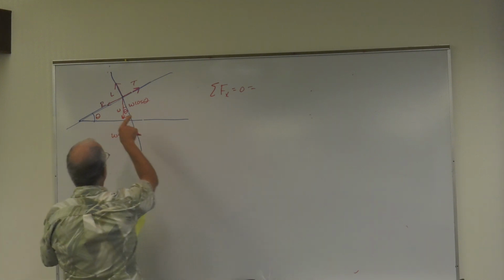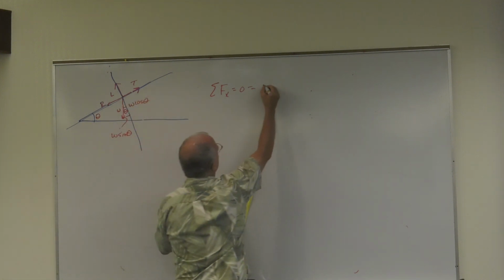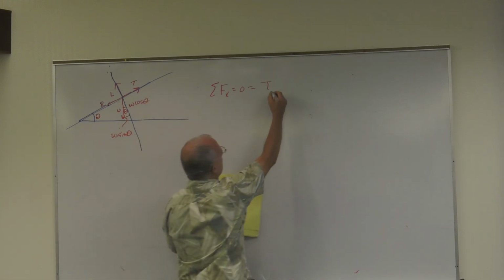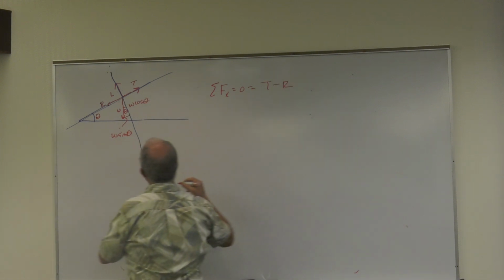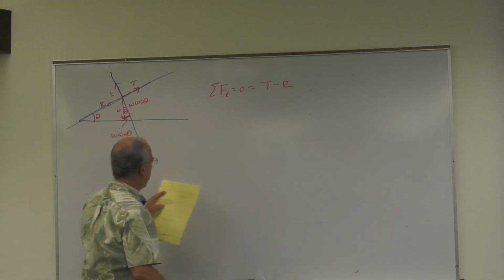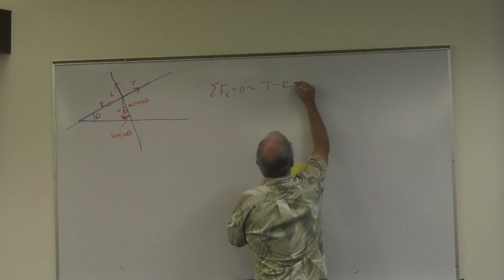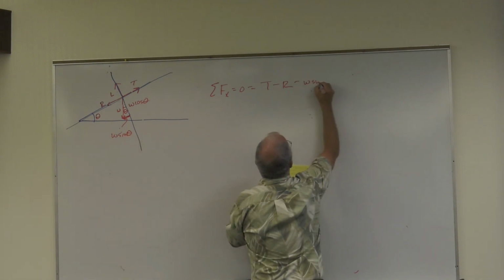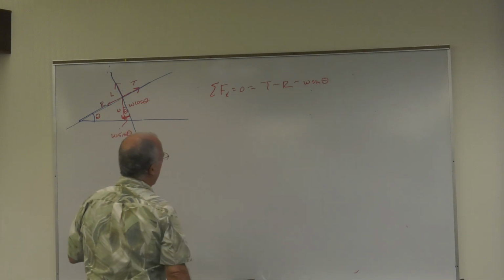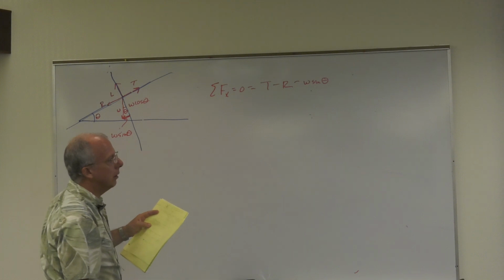Okay, let's see. So we have T positive that way. We have R that way, so it's negative. But we also have this guy, right? Don't forget this. That's going in the negative direction. So that's W sine theta. Minus W sine theta. And that equals 0. All right, let's actually plug in the numbers.